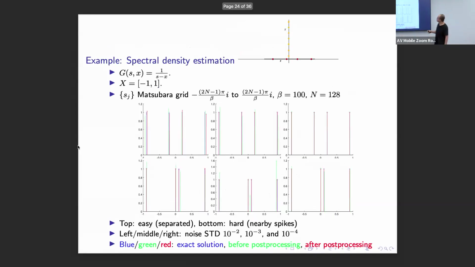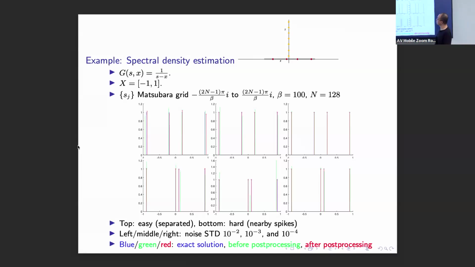Okay, so the next example is the spectral density estimation. Recall that the unknowns you want to recover are within the interval, in this case, from minus 1 to 1. The kernel is also a Green's function. And the grid you have is a Matsubara grid, which lives on the imaginary axis, denoted by these yellow dots. The inverse temperature is chosen to be 100, so the temperature is 0.01.